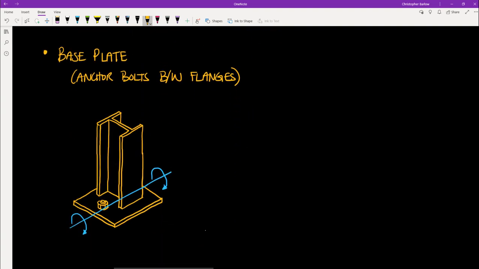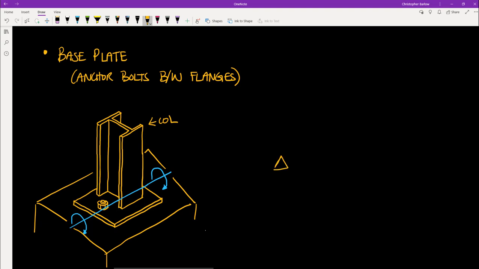Lastly, let's look at a base plate example. A base plate is what we will have between a column and a pier, which is a foundation element, which we will discuss later in this course. If we have a base plate that has bolts only located between the flanges of the column, then this will be a pinned support. We will be able to pass our vertical reaction into the foundation, as well as any horizontal force. However, we won't be able to pass any moment that there happens to be at the base of this column.